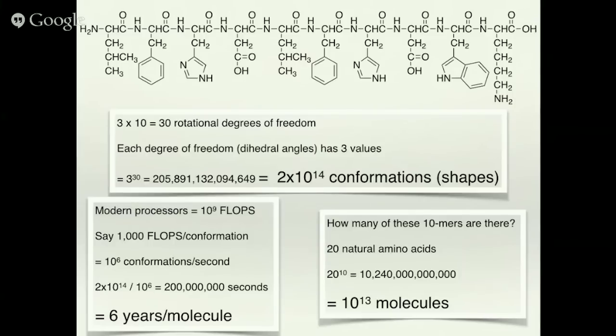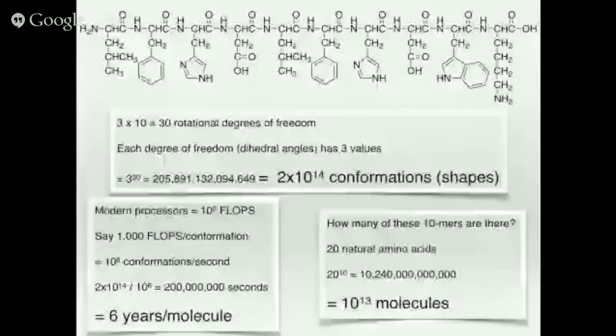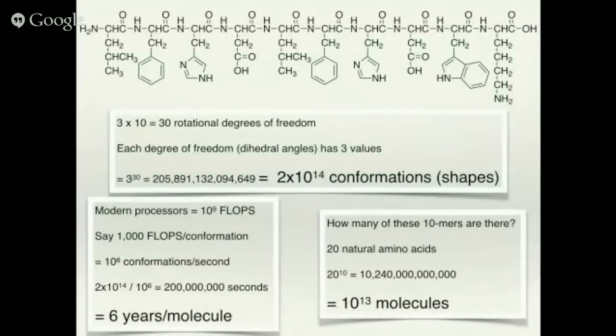So this is really not just one molecule. This is 2 times 10 to the 14th different molecules, because every shape can do different things, potentially. And it's constantly flickering and moving between them. That's a problem. Now, modern processors are not very fast. I mean, they're great for video games, right? Pew, pew, you can do amazing graphics and stuff with them. But for doing chemistry, they're pretty slow. You get about 10 to the 9th floating point operations per second on a modern CPU. If it takes you 10,000 flops to generate one of those conformations, it'll take you about 6 years per molecule on one CPU to generate every conformation of just this little molecule.